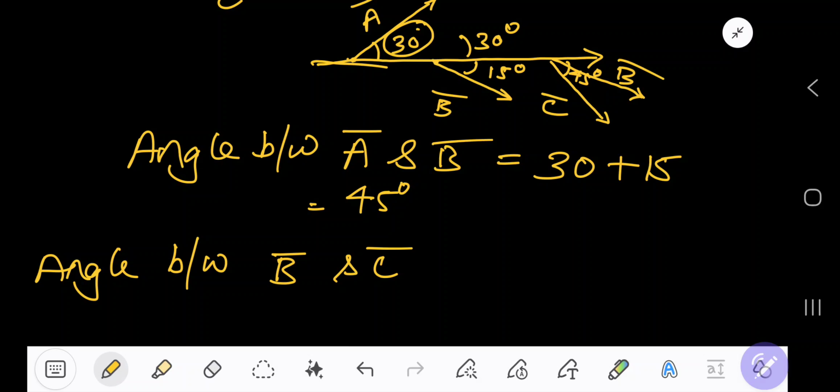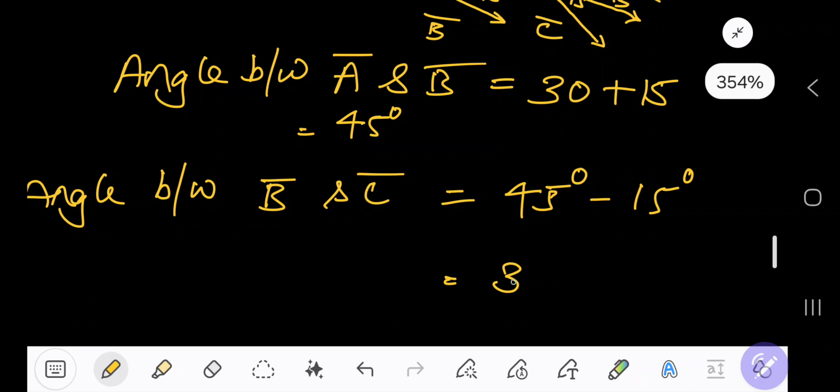So what would that mean? That would mean this angle of b bar would be the same, because you can't change the direction, right? So this, what I'm marking currently, would also be 15 degrees, and the total angle is 45 degrees. So the angle between b bar and c bar would be equal to 45 degrees minus 15 degrees, which would be equal to 30 degrees.